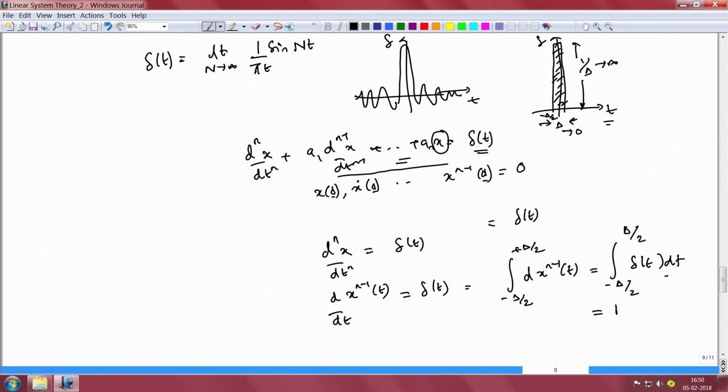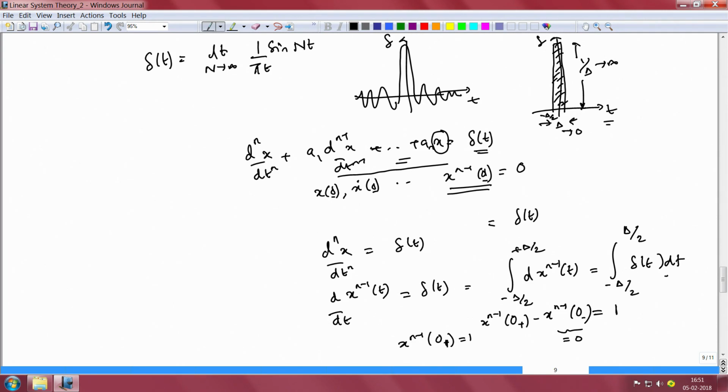So what we discover therefore is that on the left hand side I would get the n minus 1th derivative of x at time t equal to 0 plus, minus the n minus 1th derivative of x at time t equal to 0 minus, is equal to 1. Now we know from our initial conditions that the n minus 1 derivative of x at time t equal to 0 minus was equal to 0, which implies that the n minus 1 derivative of x with respect to time at time t equal to 0 plus has to be equal to 1.